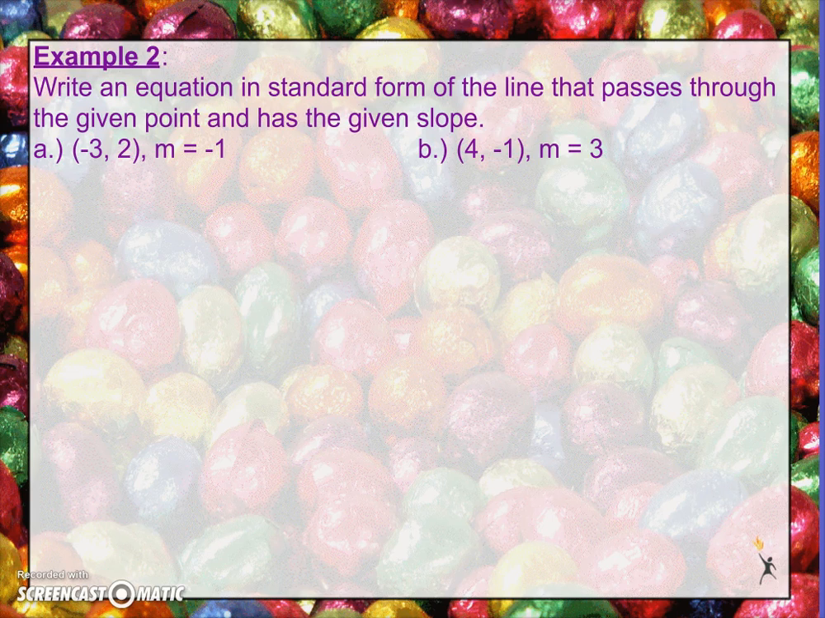Now, here's where we have a little less room for leeway. Example 2: write the equation in standard form of the line that passes through the given point and has the given slope. We have done this many times before. Just to remind you, this is x1, this is y1, and we're going to plug it into that point-slope formula from the beginning.